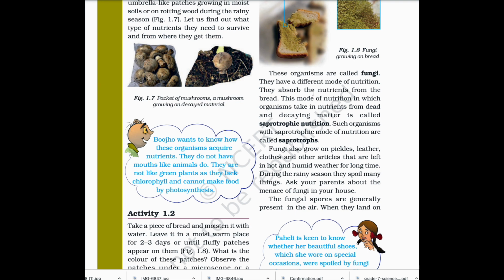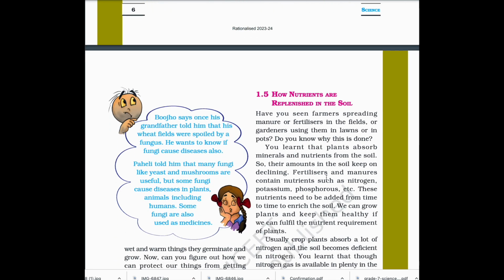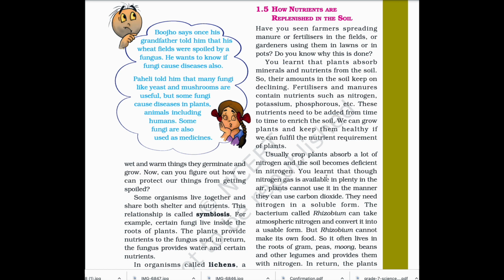Fungi also grow on pickles, leather, clothes, and other articles that are left in hot and humid weather for a long time. During the rainy season, they spoil many things. Ask your parents about the menace of fungi in your house. The fungal spores are generally present in the air. When they land on wet and warm things, they germinate and grow. Now, can you figure out how we can protect our things from getting spoiled?